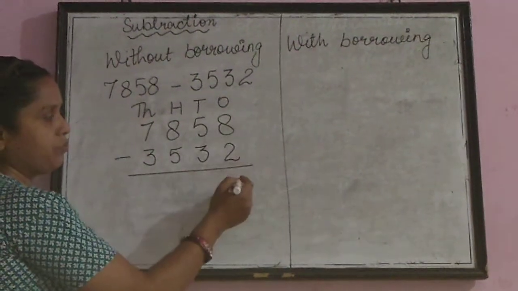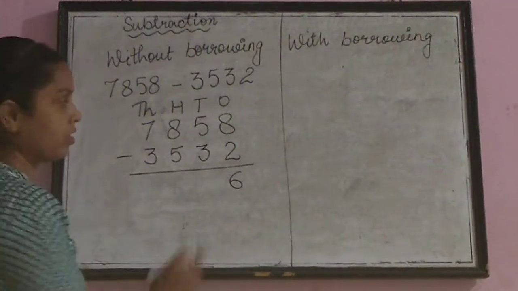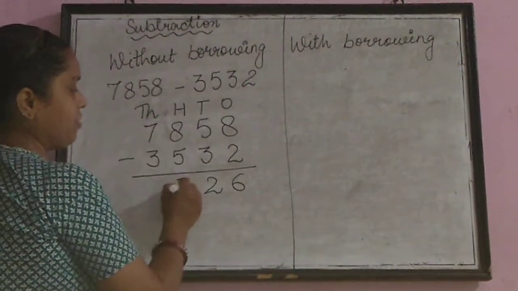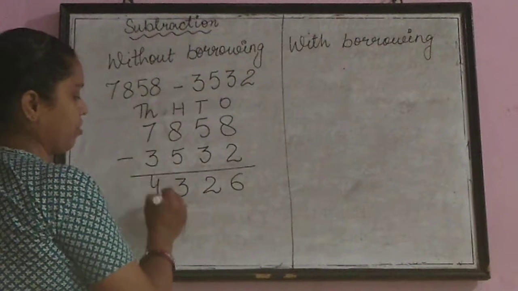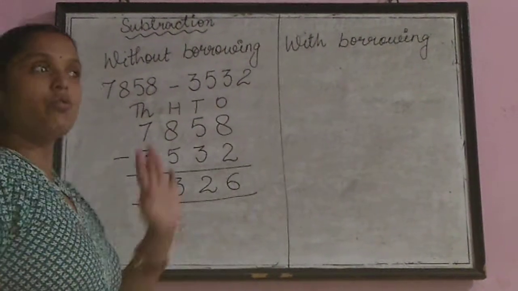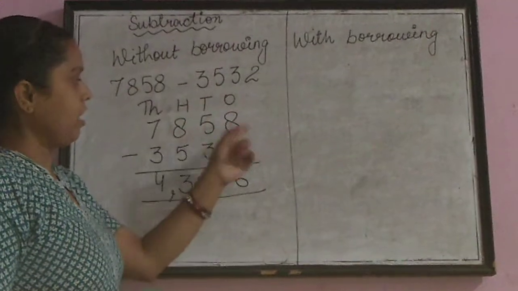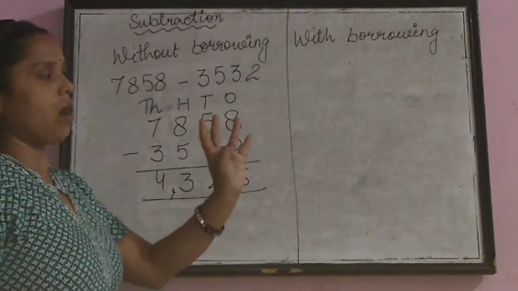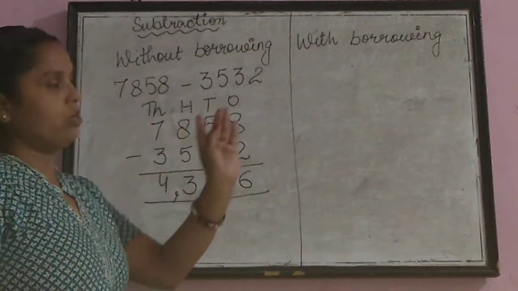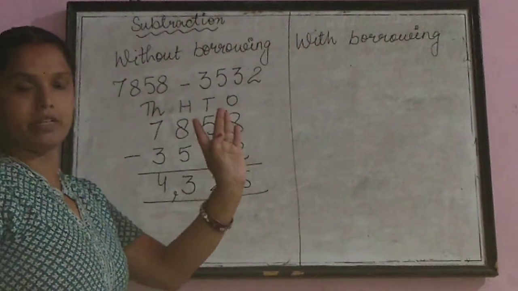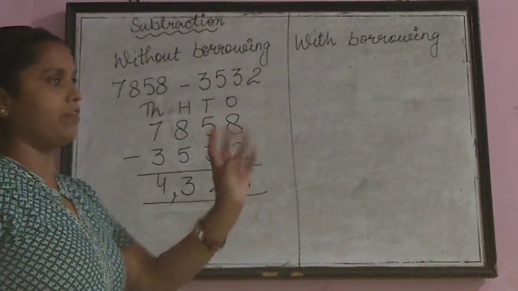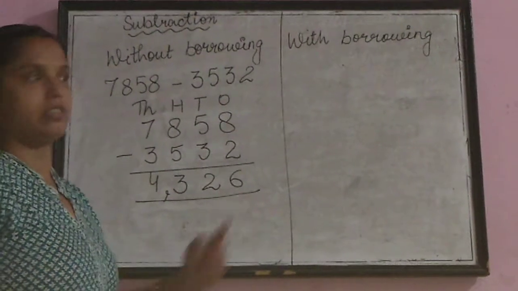8 minus 2 is 6. 5 minus 3 is 2. 8 minus 5 is 3 and 7 minus 3 is 4, children. When you are doing the subtraction, use your finger houses. Here is 8, so use 8 houses, boxes of your fingers. Then cut 2, so go 2 digits backward. After going 2 digits backward, whatever the number of boxes left, that you write down.